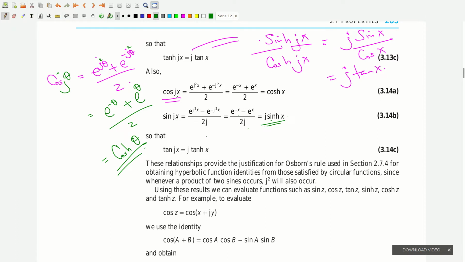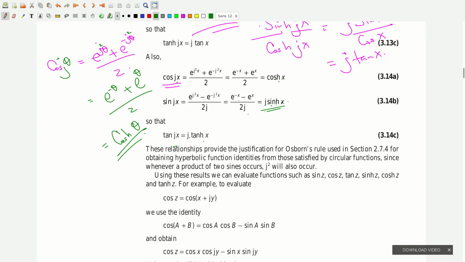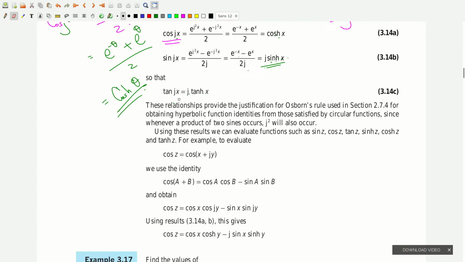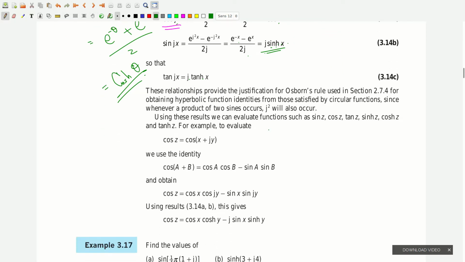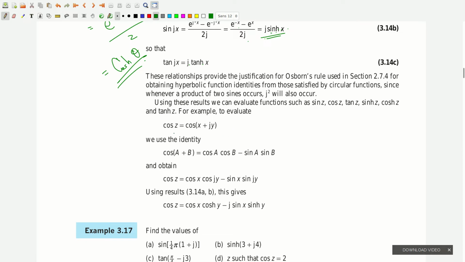Similarly, you can also show this one the same way by dividing sine by cos. We can see that it is going to be j times the hyperbolic tangent of x. Okay, so what else? We can play around with these.